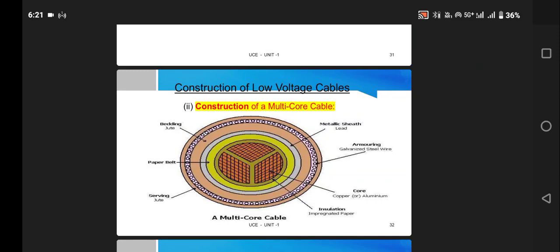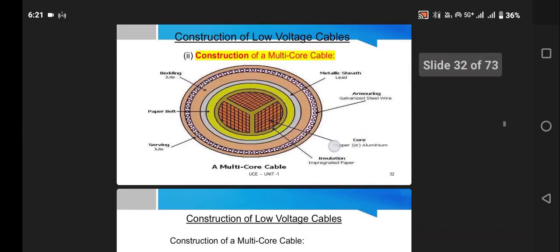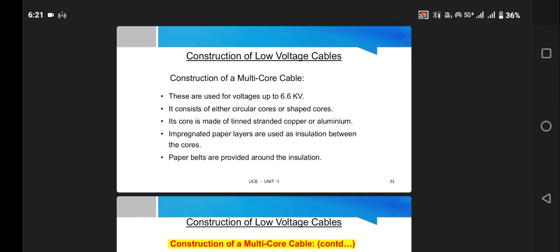The diagram represents three core cables. Actually, they are normally used for voltages up to 6.6 kilovolt. They consist of either circular cores or shaped cores. The core is made up of tinned stranded copper or aluminum. Here also impregnated paper layers are used as insulation. Paper belts are normally used around for insulation.